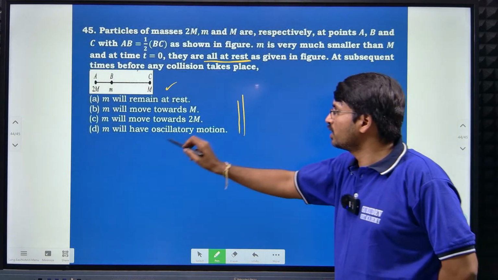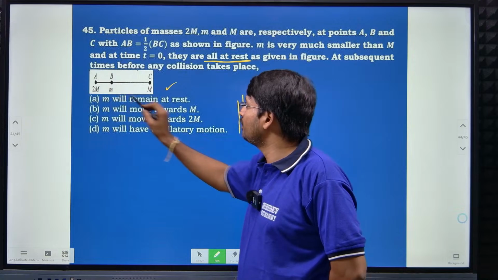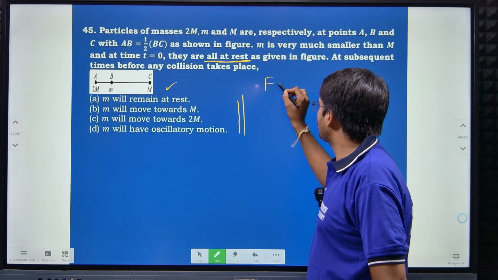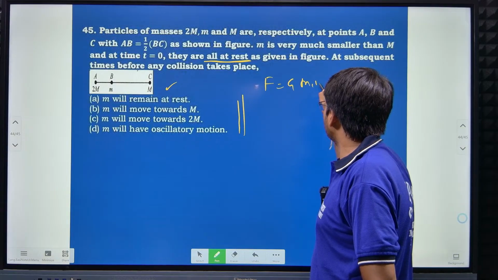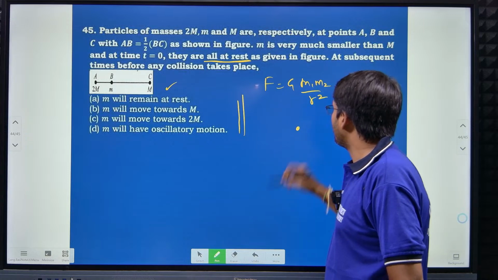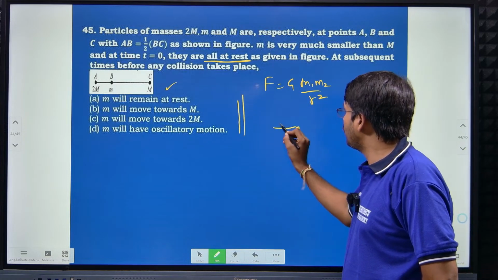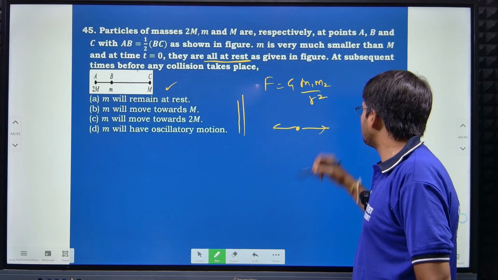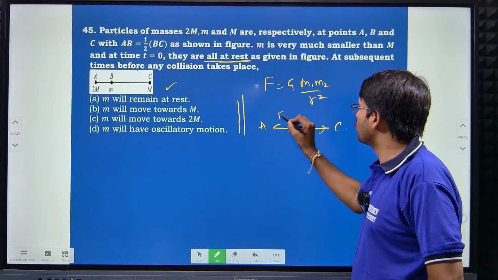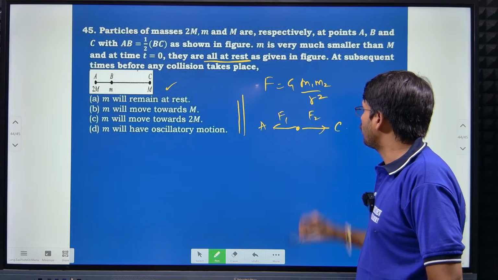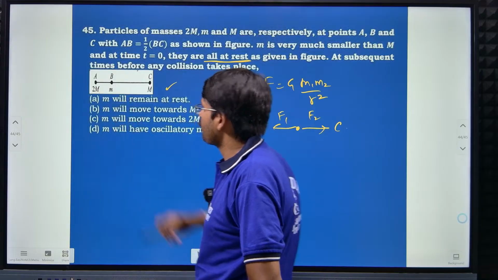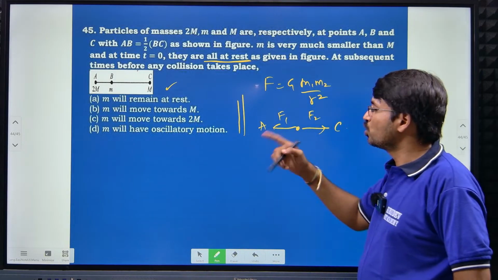Here we have to look at the gravitational force acting on this particular one. The gravitational force equation is G m1 m2 divided by r square. If you are looking at the point B, there are two forces, one due to A and another due to C. This is due to A, this is due to C. Which particular force is greater? Let us say these are F1 and F2. Here this particular one is very near, and as a consequence the force will be greater.